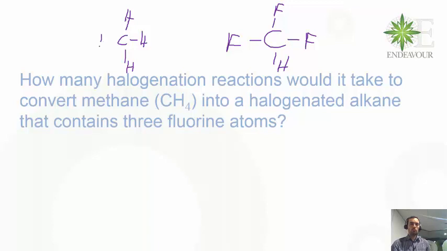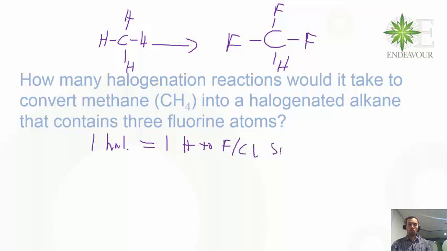So now would be a great time to pause the recording and have a go at working out how many halogenation reactions it takes to go from our methane to the structure we see on the right hand side here. So to work this out, we need to understand that one halogenation reaction equals 1 hydrogen to fluorine. In this case, it could be chlorine, switch. And if we look at the top structure here, we can see that there's 3 positions that have switched from hydrogen to fluorine.